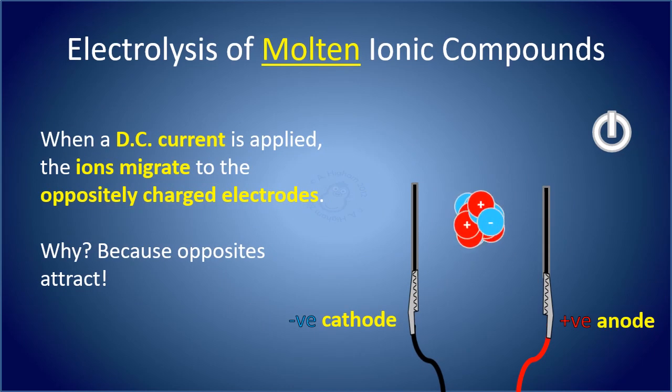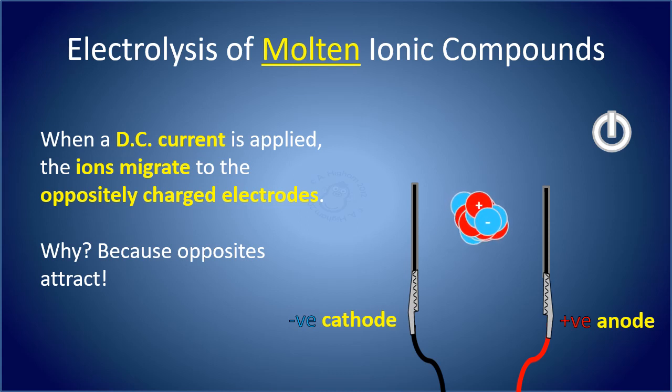So what we're going to look at first is the electrolysis of molten ionic compounds. Now, molten means it's melted. To cause the ionic compound to melt, you need a significant amount of energy. And you know why that is.